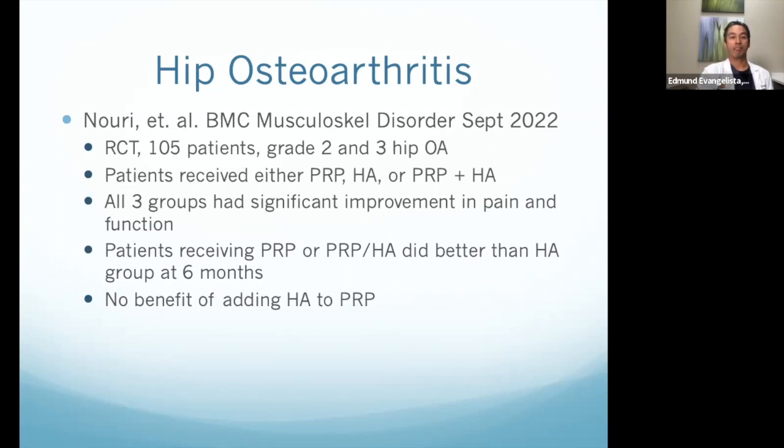However, the patients who received PRP or PRP with HA did better than the HA patients at 6 months. And they also saw that there was no difference between the group who had PRP and the PRP with HA, so they didn't feel that adding the HA was beneficial when adding it to PRP.